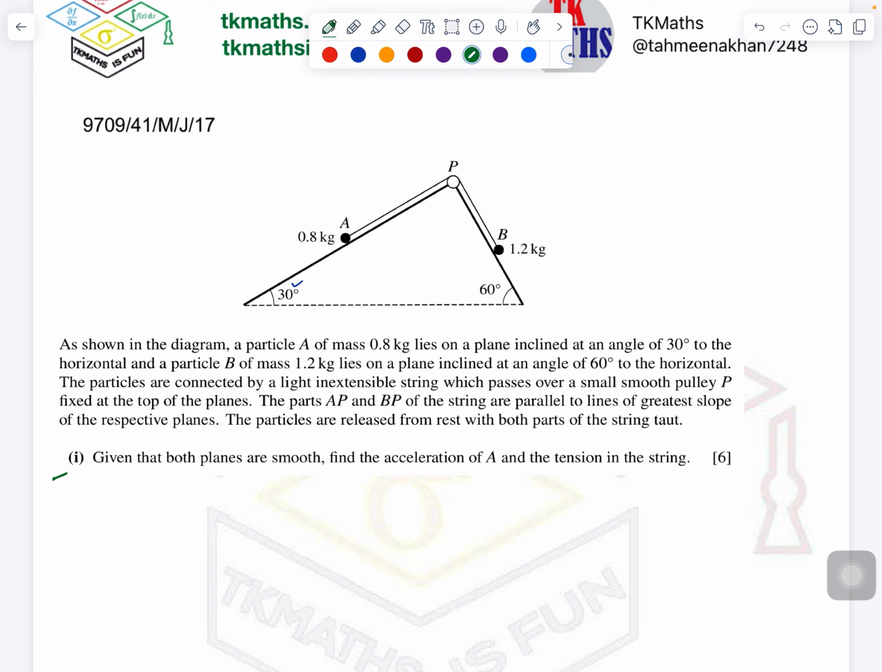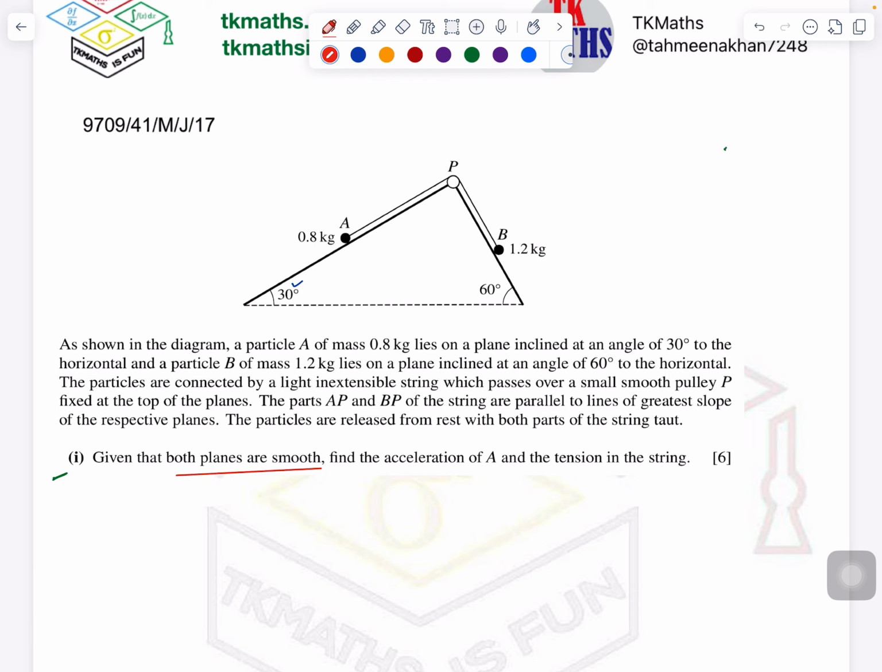So now whatever is written here is already described, and whatever is described here is already drawn here. So we have to find basically the acceleration of A and the tension in the string. And both planes are smooth. Weight is given here. The angle with the horizontal surface of the inclined plane is also given.